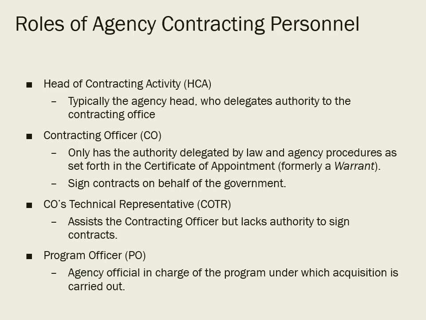COs, contracting officers, have dollar limits on their authority. We now call it a certificate of appointment, but it used to be called a warrant, and it would let you know, all right, you've got a $10,000 warrant, you can award contracts of $10,000 or less. The contracting officer is assisted by contracting officer technical representatives who do not have any authority to modify the contract. They're just there to assist the CO.